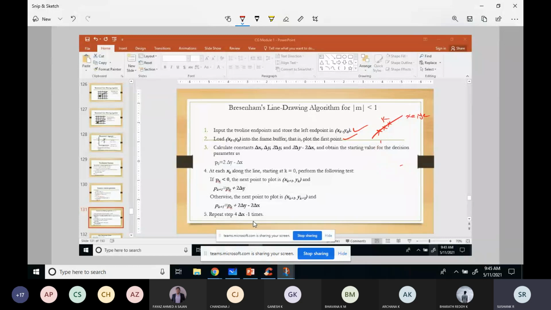So once P naught is calculated, first you calculate P naught. In simple terms, you calculate P naught. After calculating P naught, for each point along this line, I'm taking some constant called k, starting with 0. P naught you calculate using the formula 2 times delta y minus delta x.